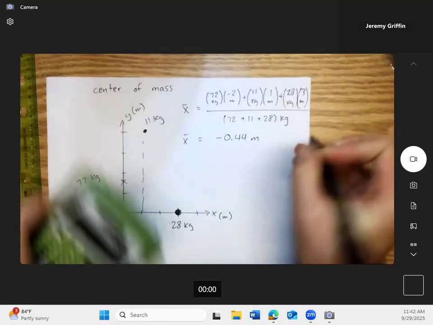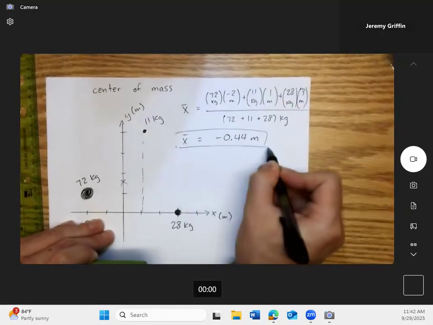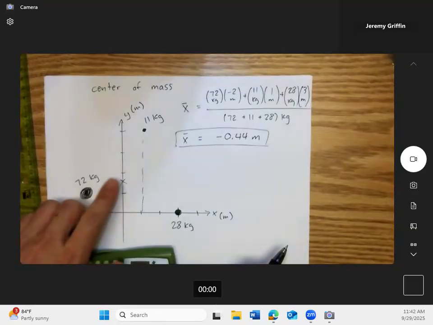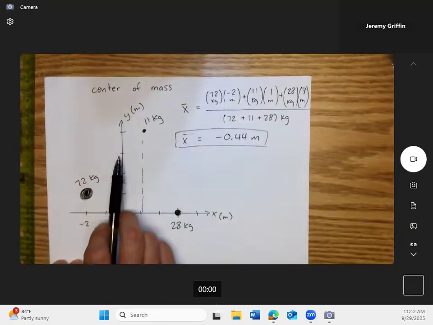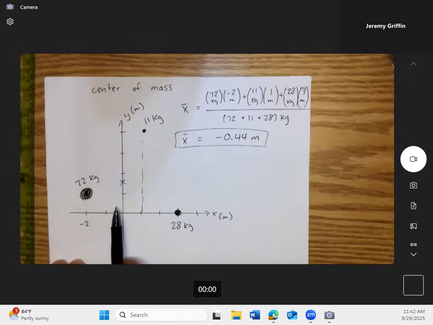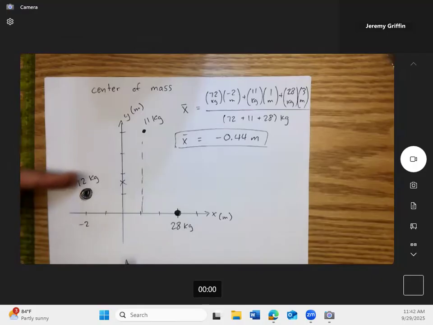-0.44 meters. Hey guys, the fact that it's negative tells me, yeah, it is to the left of the y-axis. So actually it's kind of back here. So I wasn't too far off, right? Off by 0.44 meters. So it's somewhere just to the left of the y-axis. But what about how far above the x-axis? What's the y-coordinate of the center of mass?